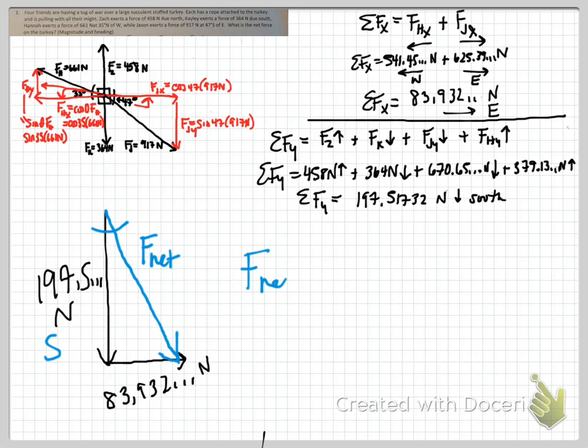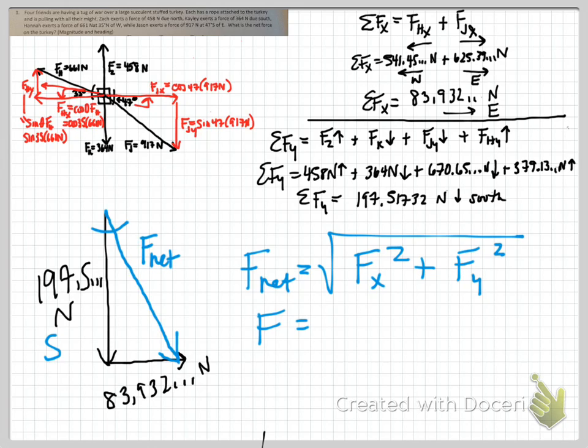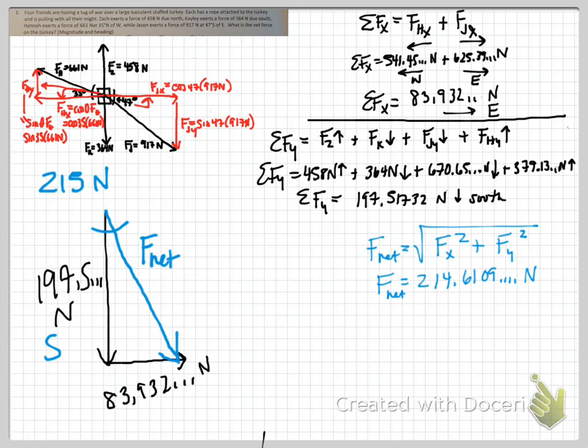So what we need to remember is that F net is equal to the square root of the force on the x squared plus the force on the y squared. When we compute that, we get a value for F net of 214.6109, etc., newtons. So with sig figs, that'll be 215 newtons. Now the question is, what's the heading?